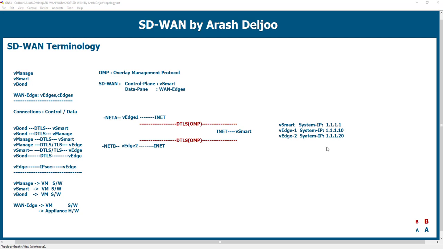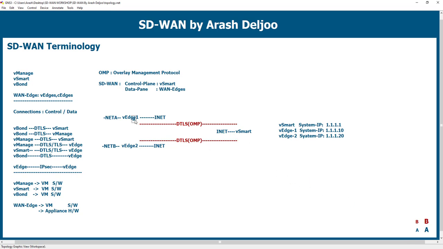Okay, we now understand that OMP sessions are established only between vSmart and vEdges, or vSmart and vSmarts. But now vSmart to vSmart is not important for us, only vSmart and vEdges. Okay. But what is the usage of OMP in routing? Yes, it's a good question.